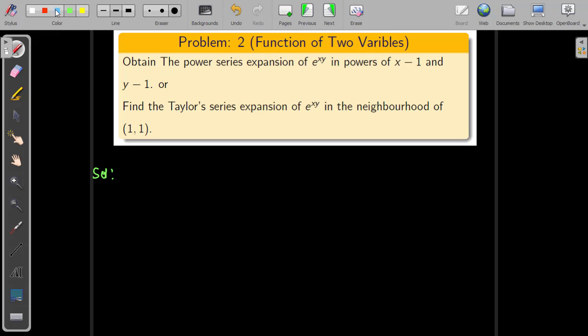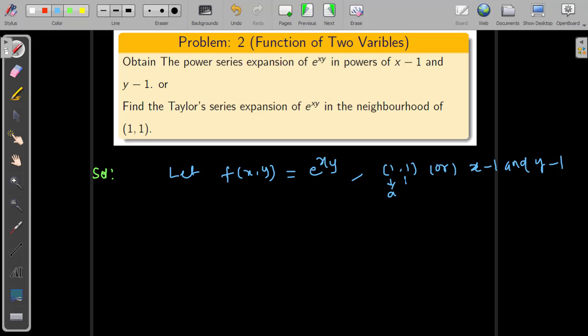The solution is: let the given function, a function of two variables, be f of x comma y, which equals e to the power of xy. The point is given as (1, 1), so you can compare: x minus 1 and y minus 1 are clearly given. So here x minus 1 and y minus 1. Let us suppose this is a and this is b. First, I'll write the rule.